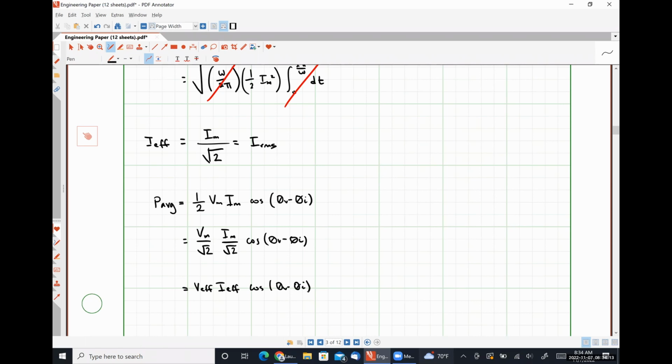cosine theta v minus theta I. So I get rid of that annoying 1/2 factor that got carried around all over the place when I was multiplying sinusoids together. Using effective values gets rid of it. All right, so before we move on into complex power, which this is a critical relationship, so I'm going to put a box around it, I want to introduce one more domain that we are going to analyze circuits in.